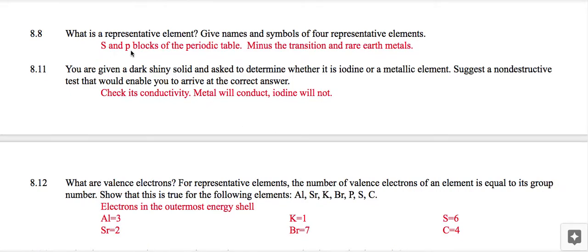Representative elements are the s and p blocks on the periodic table, so we ignore the transition metals and the rare earth metals. An example would be phosphorus or sodium. You're given an element with these properties, either iodine or a metal. This is key: a non-destructive way of telling whether it's a metal or iodine is to check its conductivity. Metals will conduct, iodine will not.